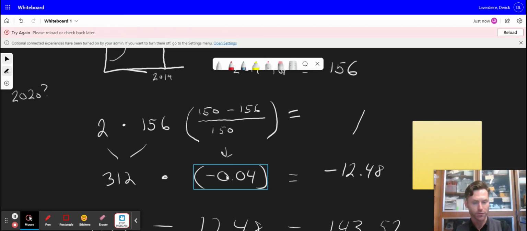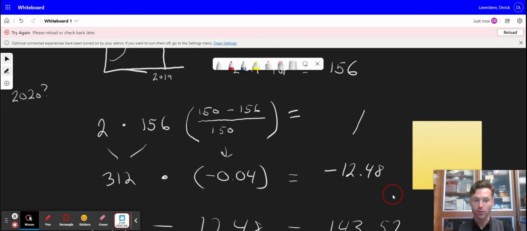And so I expect this value to be this number here, right? So it's 150 minus 156, which is negative 6, divided by 150 gives me negative this, right? Because this is a negative value divided by this, I get negative this. Okay. So this value, my positive change, multiplied by my value that considers my current state in relation to my carrying capacity, gives me this value right here, negative 12.48. That's my expected rate of change for this year.